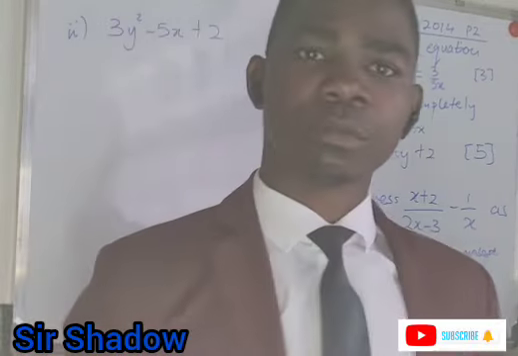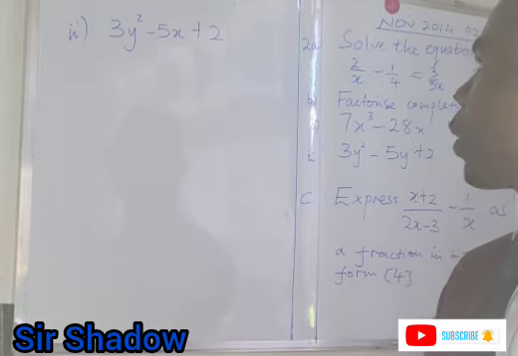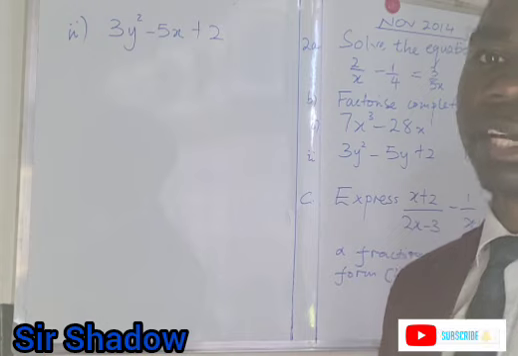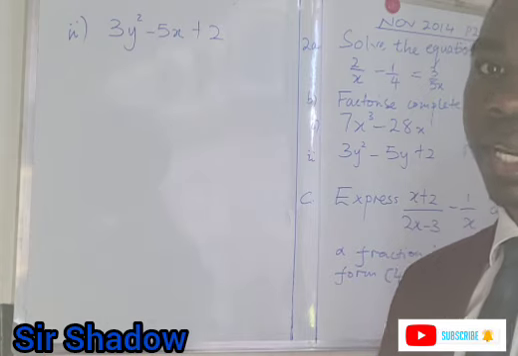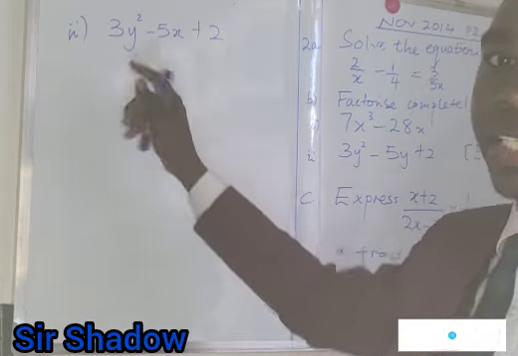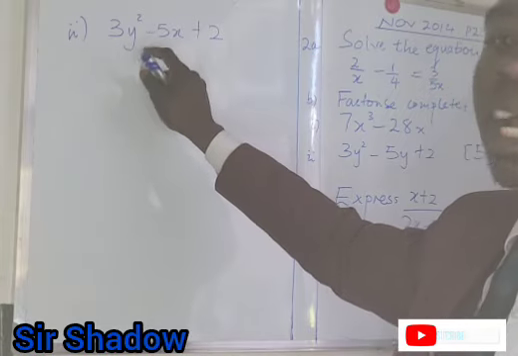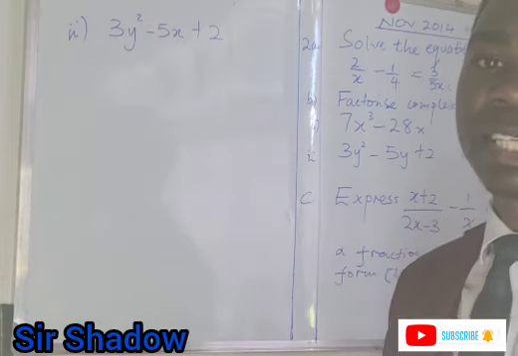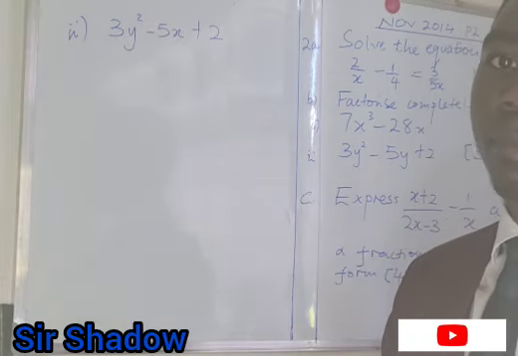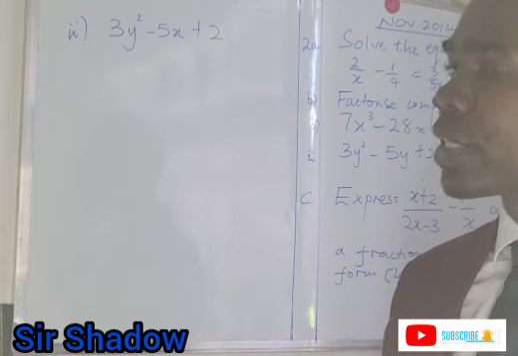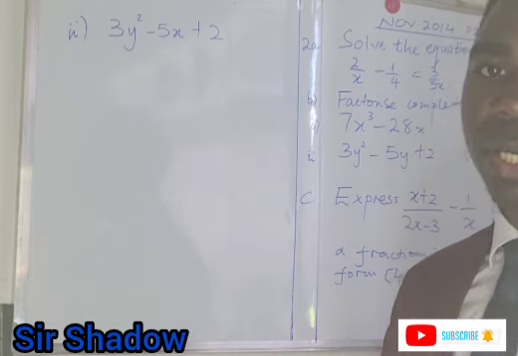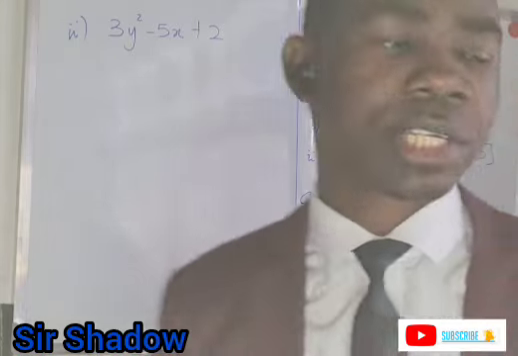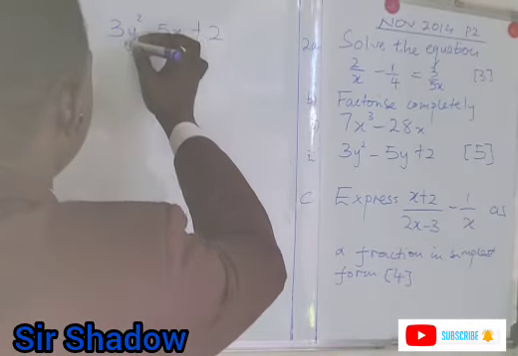Moving on to item 2, where we are asked to factorize 3y squared minus 5y plus 2. For us to factorize a quadratic expression like this one, remember it's a quadratic because the highest power of the unknown, y, is 2. You are asked to factorize it completely. First of all, we have to find what we call the product of factors.